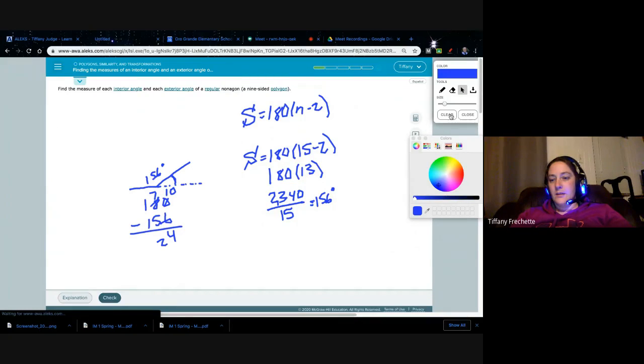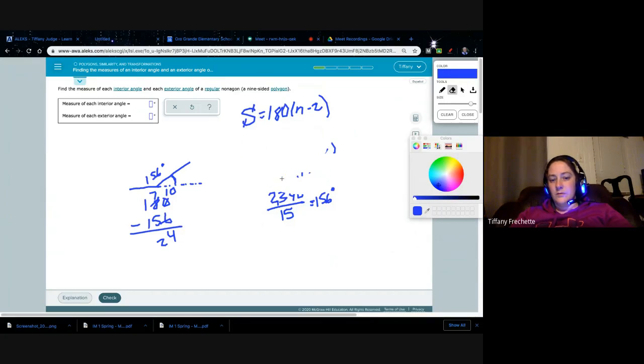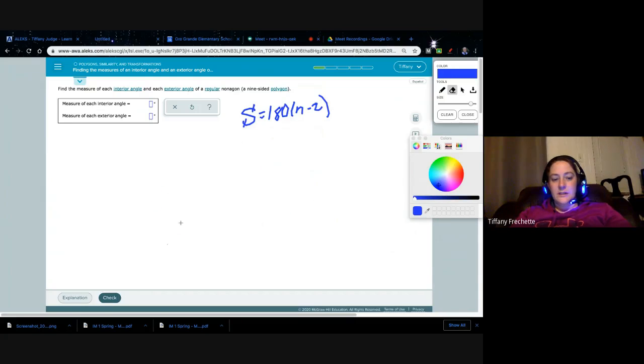All right. So I'm going to erase. So instead of erasing my equation here, I'm just taking this away. So remember, we're going to use this equation each time. All right. So now we want to find the interior angle and exterior angle of a regular nonagon. And I hope I am pronouncing that correctly. 9-sided figure. So we have 180 times 9 minus 2. So 180 times 7, because 9 minus 2 is 7.